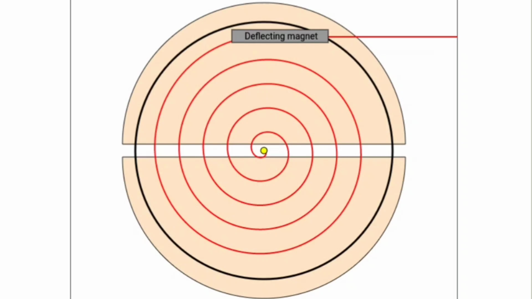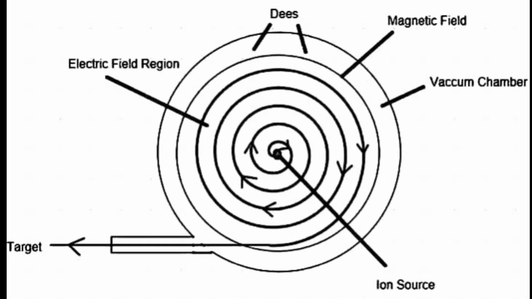At that time, the polarity of the Ds is reversed, so that the ion is now accelerated towards D2 with a greater velocity, as also shown in the given representation. This process continues, and hence the particle undergoes a spiral path of increasing radius as its velocity keeps increasing. Once it reaches near the edge, it is taken out with the help of a deflector plate and allowed to hit the target.